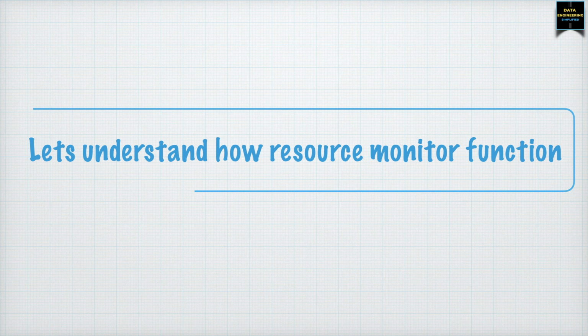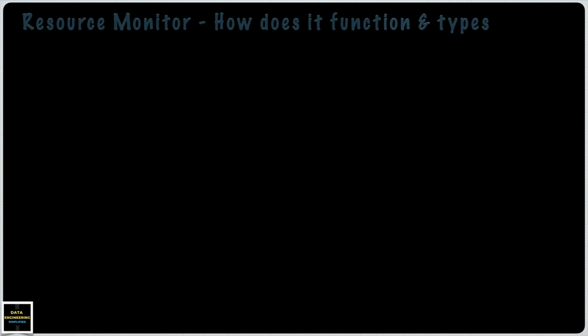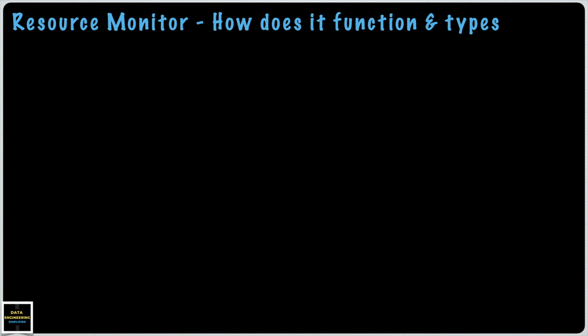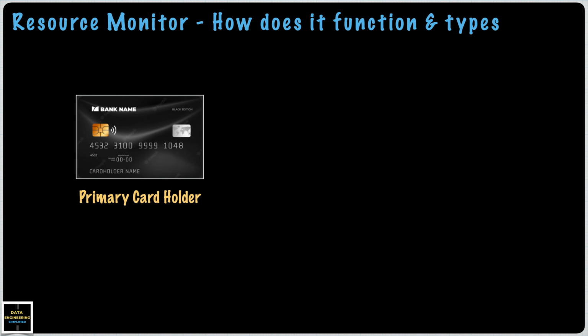Before we start practicing resource monitor using the Snowflake web UI, let's understand how it functions. There are two types of resource monitors, account level and warehouse level. To understand it better, we will use the credit card analogy.